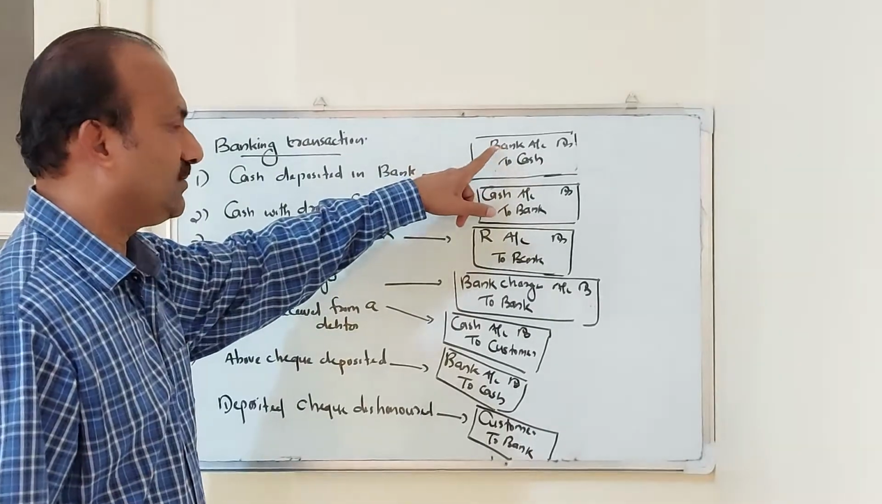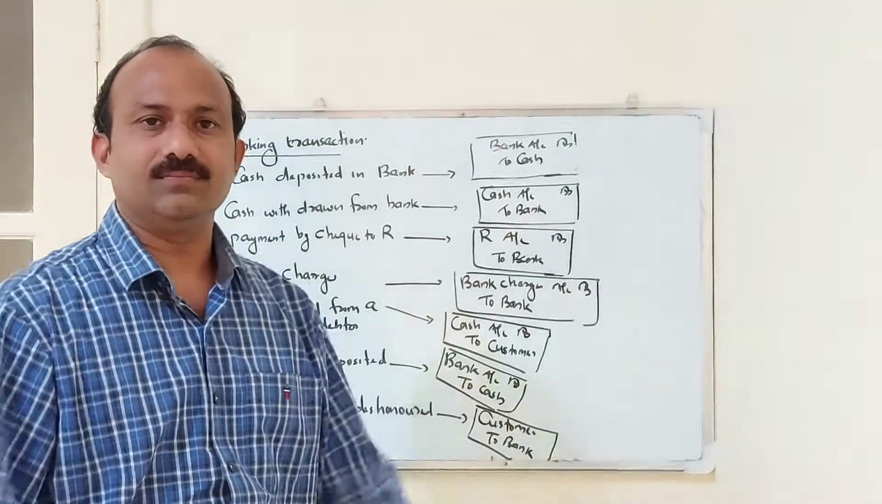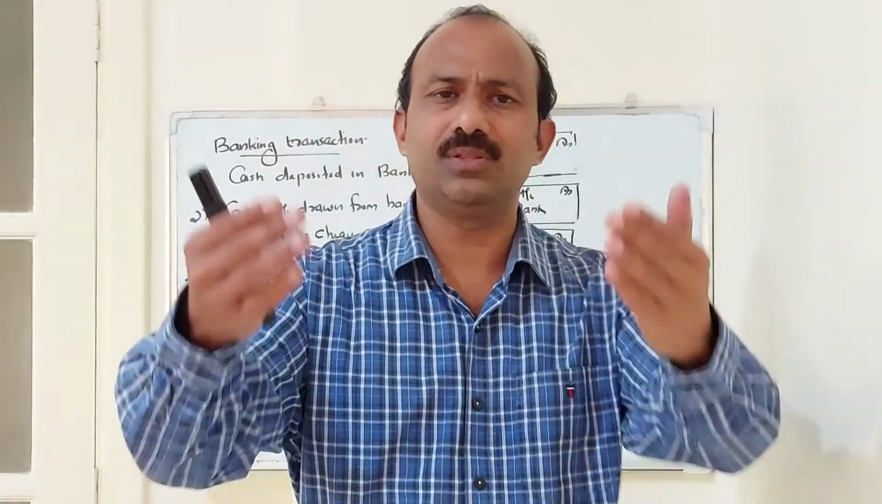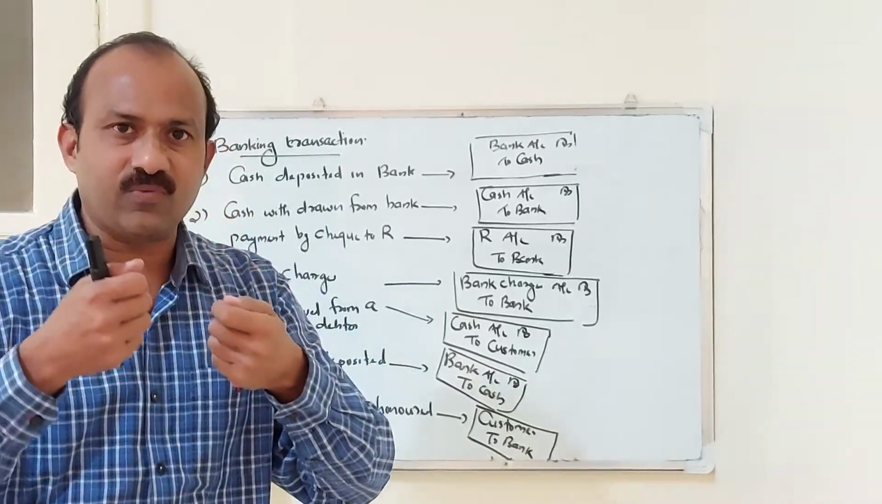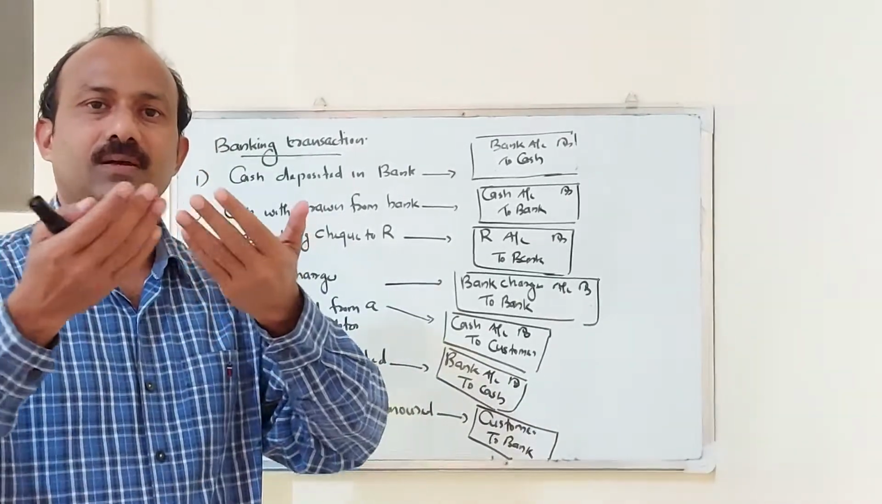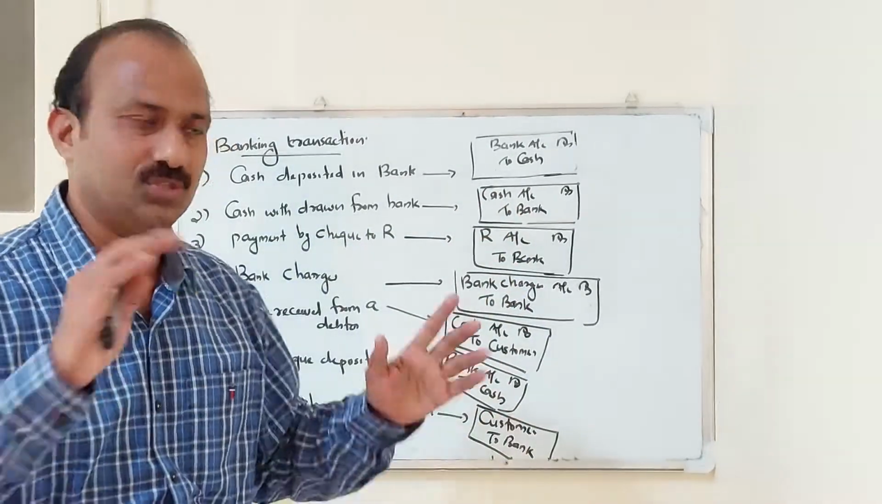Number 2, cash withdrawn from the bank. You need some money. What will you do? You will go to the bank and withdraw the money. Whenever you are withdrawing money from the bank, the cash is coming to you. Therefore, cash account debited to bank. Your bank balance is reducing.